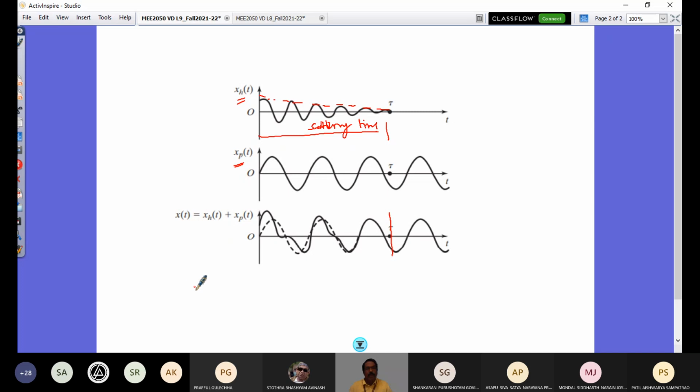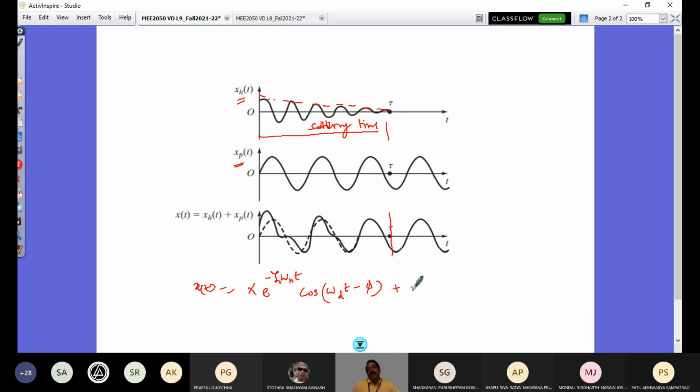So the total response x of t can be written as xh of t plus the particular solution. xh of t would be in the form we have already learned: x amplitude times e raised to minus zeta omega n t, cos of omega d t minus phi. This is your damped free vibration response. You see that it is analogous. We could have seen that.